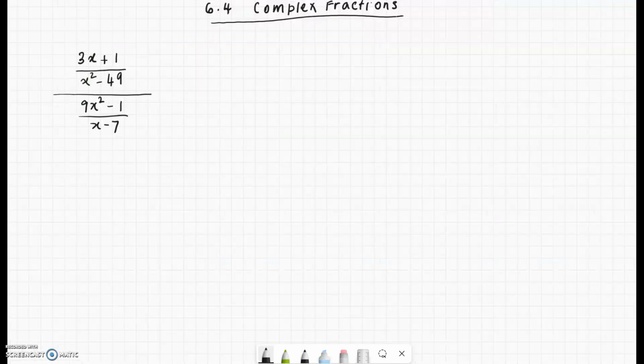We have one more here. We're going to use the division method first. (3x + 1)/(x² - 49) divided by (9x² - 1)/(x - 7). Don't skip this step unless you're absolutely confident. Write it down first and then do the flipping of the fraction.